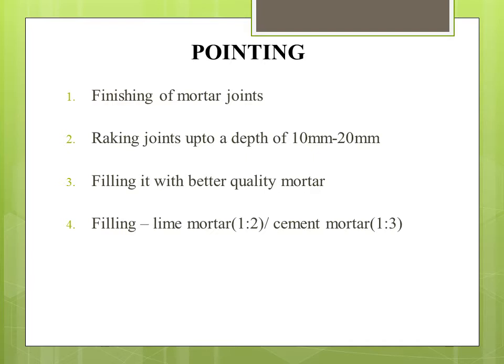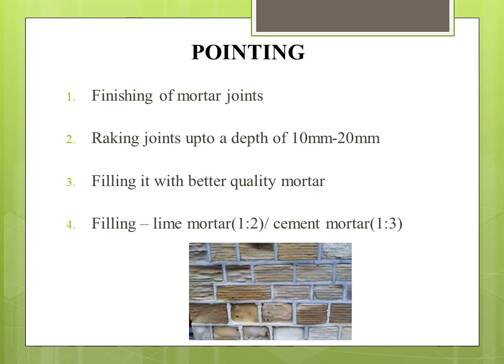For this, lime mortar of 1:2 proportion and cement mortar of 1:3 proportion may be used. You may be familiar with it. 1:2 proportion means 1 part of cement and 2 parts of sand. This is an example of pointing. As you can see in the figure, the joints are being filled with mortar.